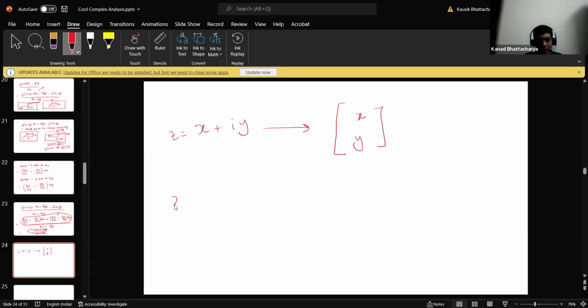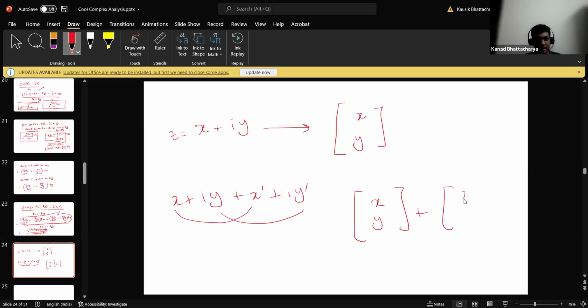Well, if you add two complex numbers, you add the real parts and then you add the imaginary parts, which is similar to what you do when you add these matrices. You add the first row, then the second row. So what you get is x plus x dash, y plus y dash. I'm trying to use a similar structure.